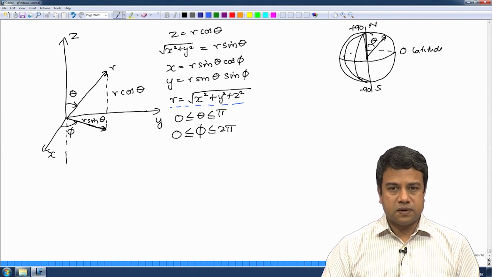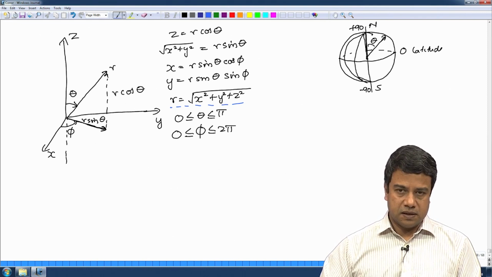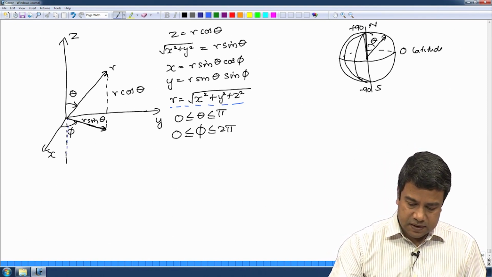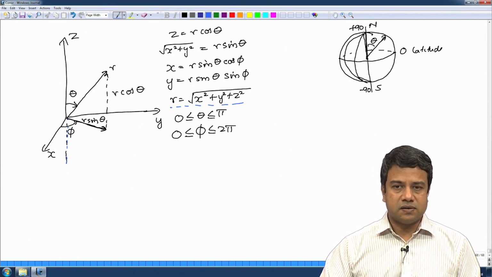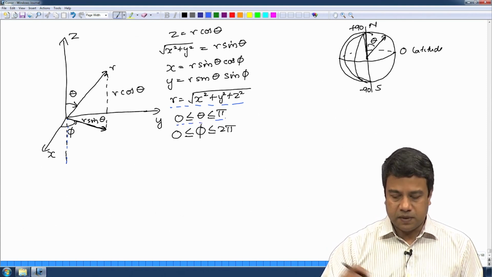Theta is equal to 0 is the plus z axis, and theta is equal to pi is the minus z axis. Obviously, once you go all the way to the minus z axis you can go no further. Therefore, theta goes from 0 to pi.